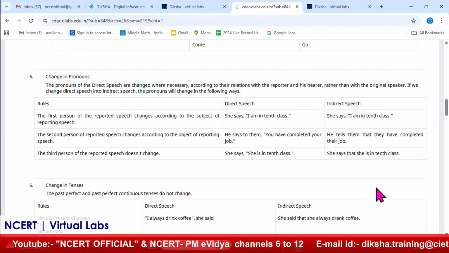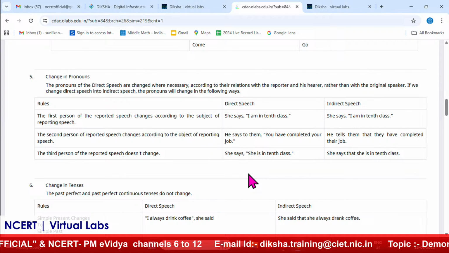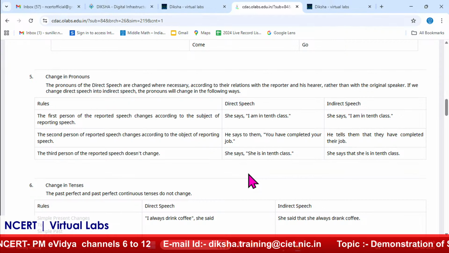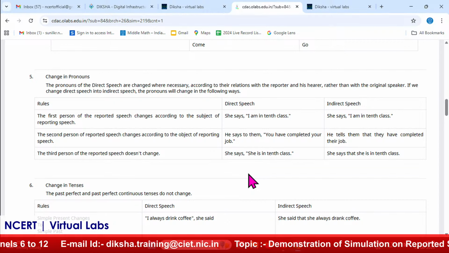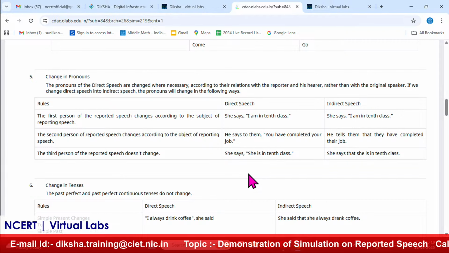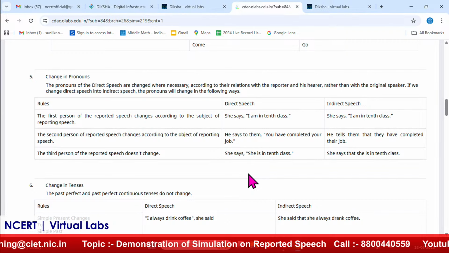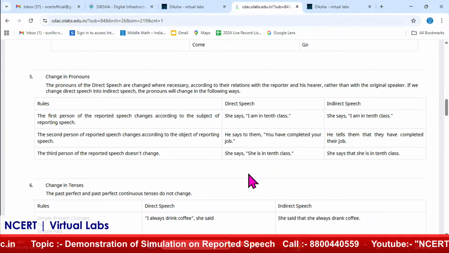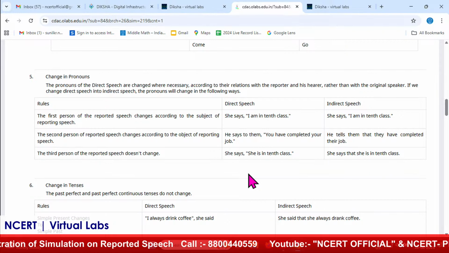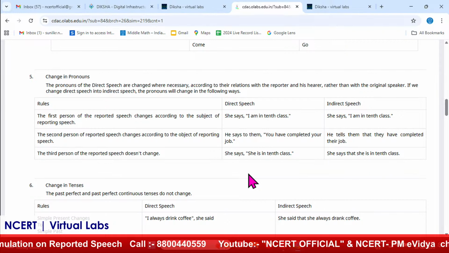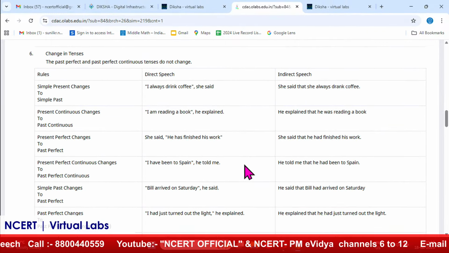The second person of the reported speech changes according to the object of the reporting speech. He says to them, "You have completed your job." So, he is telling them about them. The you corresponds to them, not to him. So, he tells them, and says will become tells. He tells them that they have completed their job. And again the subject-verb agreement: you have completed your jobs, they will become their in the second part of the sentence. I think I need to read this entire thing before I practice simulations.